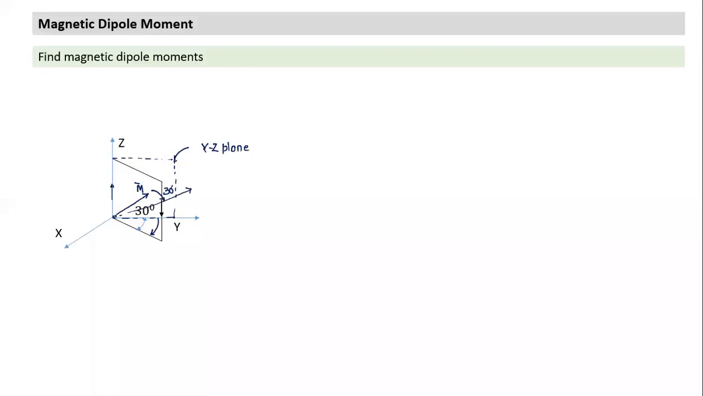So earlier it was along the minus x-axis. Now it is rotated by 30 degrees. It will make an angle of 30 degrees with the minus x-axis. So how do I define the direction of M? It makes an angle of 30 degrees with the minus x-axis.